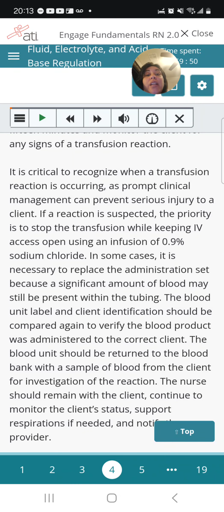It is critical to recognize when a transfusion reaction is occurring, as prompt clinical management can prevent serious injury to the client. If a reaction is suspected, the priority is to stop the transfusion while keeping IV access open using an infusion of 0.9% sodium chloride.